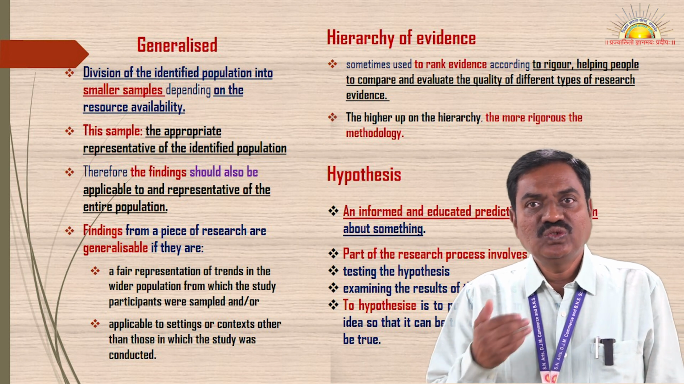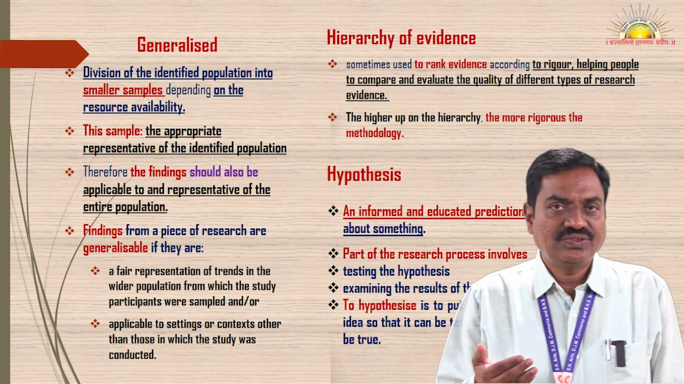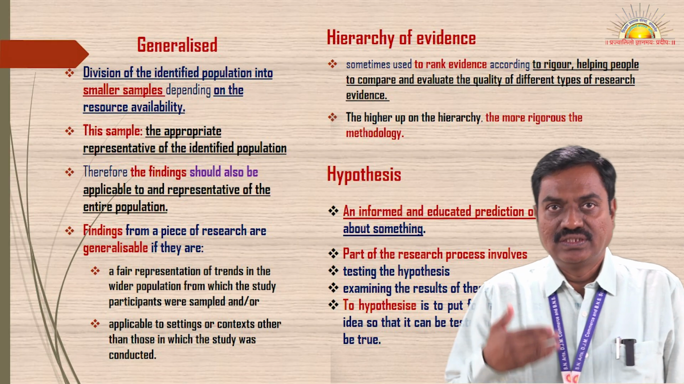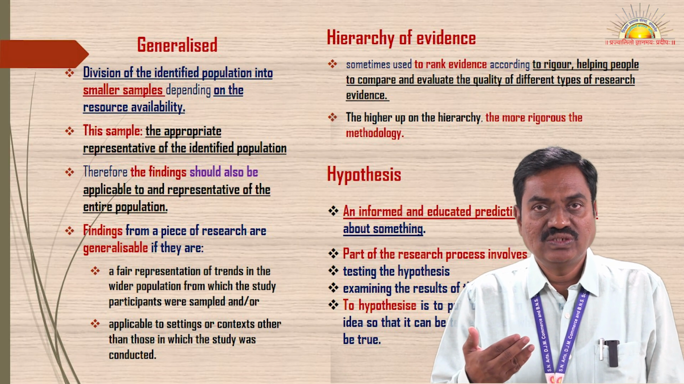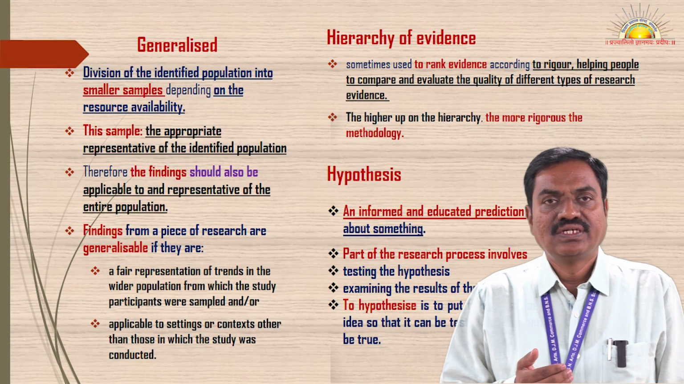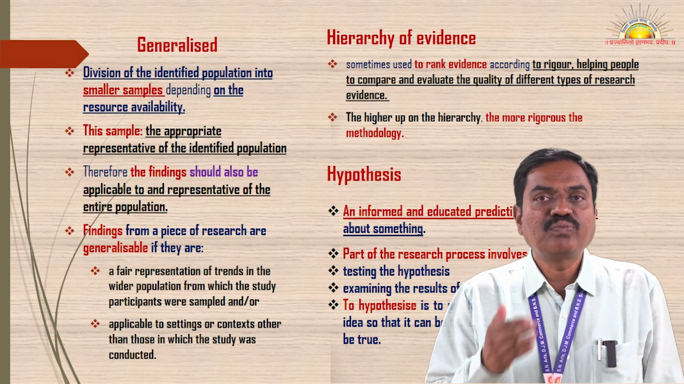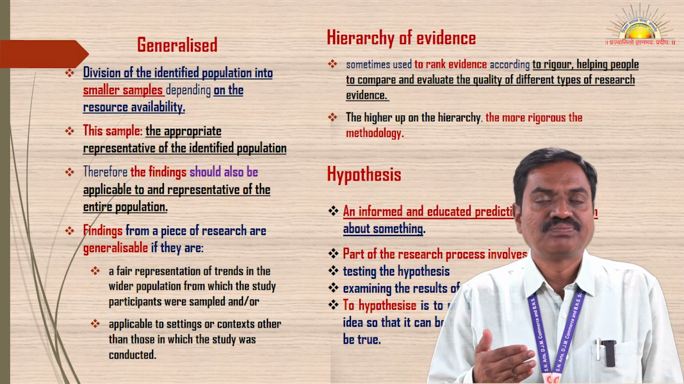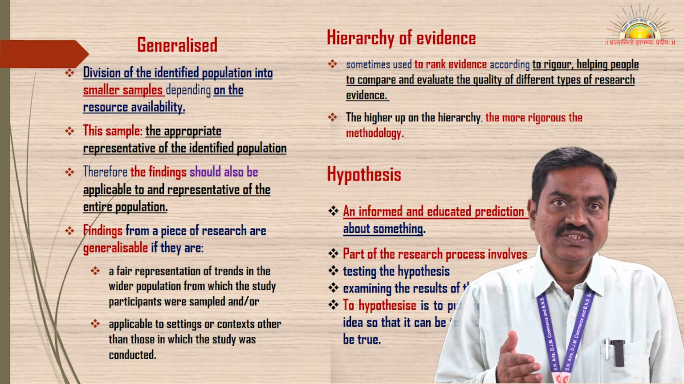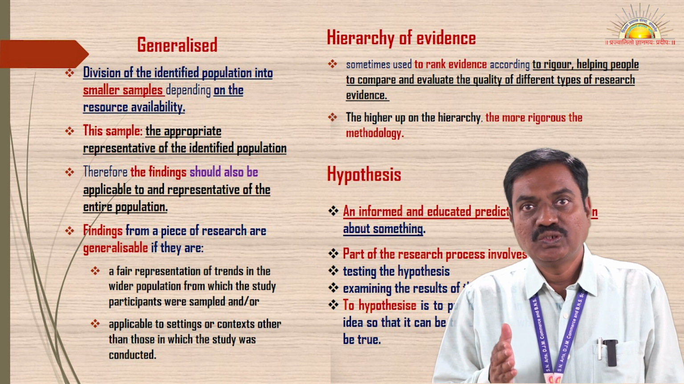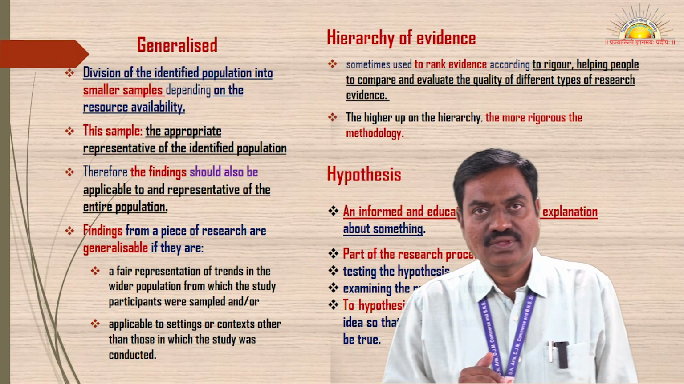The researcher usually divides the identified population into smaller samples depending on the resources availability at the time of research being conducted. This sample is understood to be the appropriate representative of the identified population. Therefore, the findings should also be applicable to and representative of the entire population.